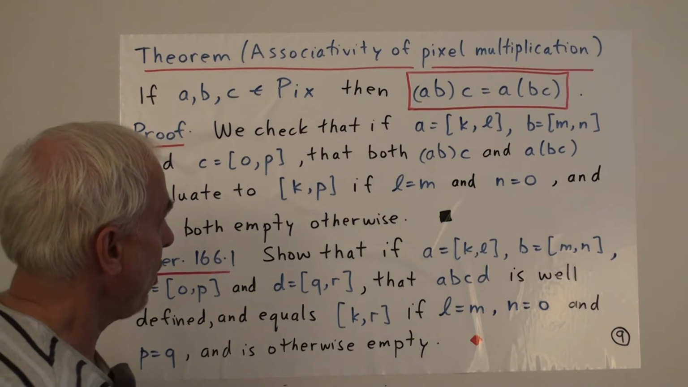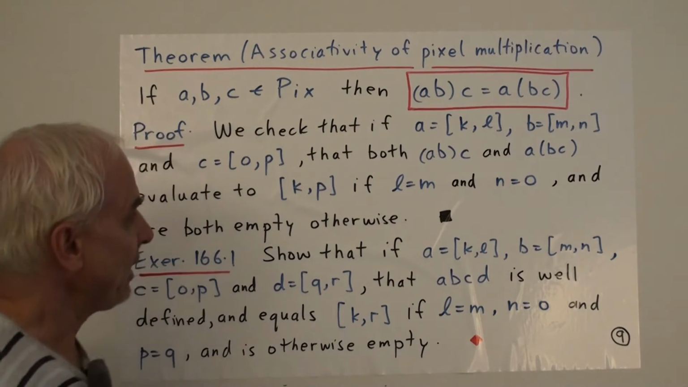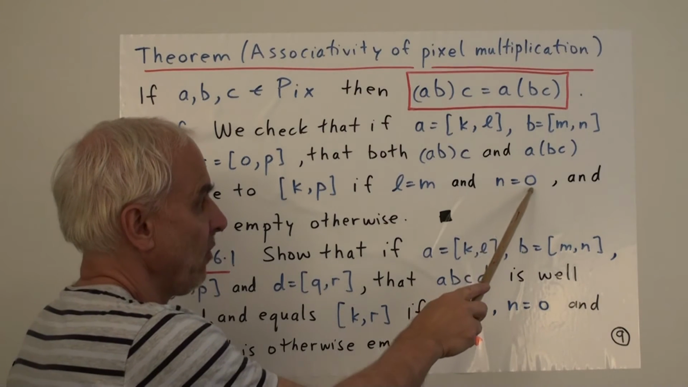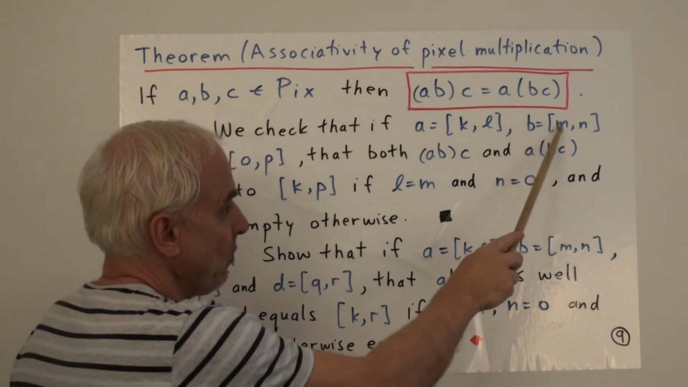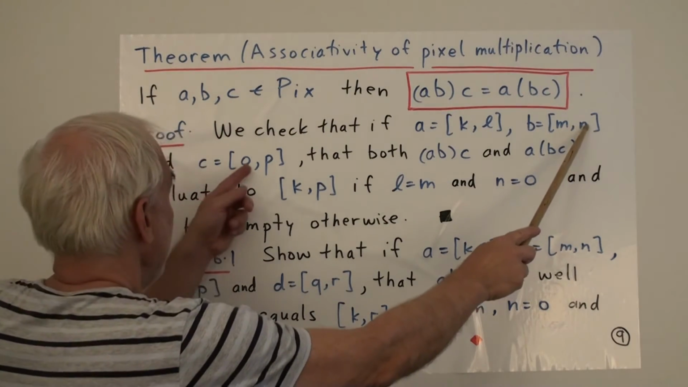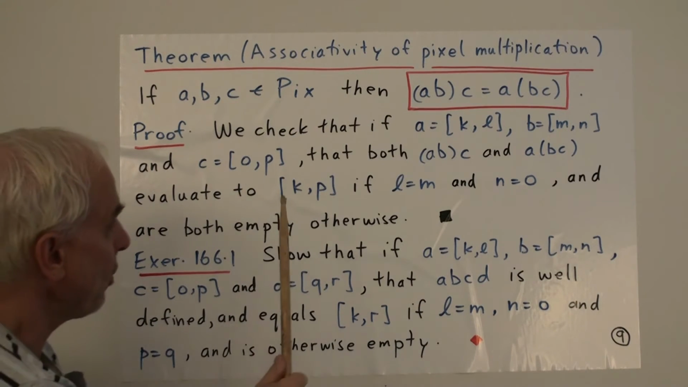Okay, so we're going to have to look at AB times C and A times BC. And let's look first at the case when L equals M and N equals O. So the inside ones here agree, and the inside ones of these two also agree.